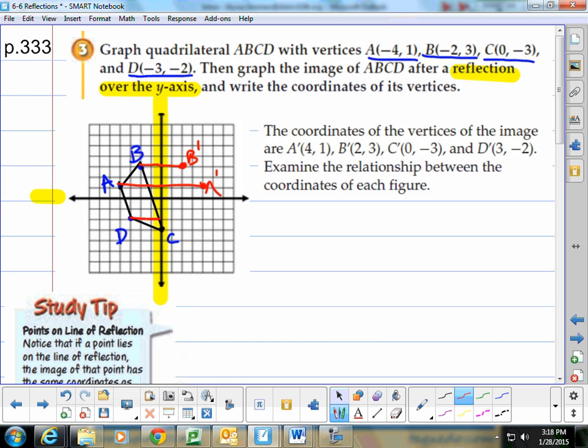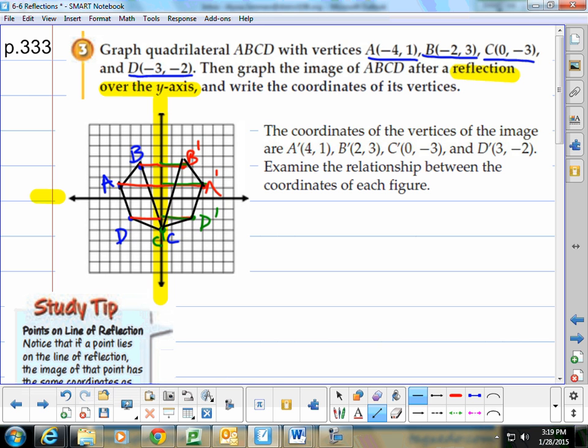D is 3 units away, so we go 3 units to the other side. Maybe I should be using different colors to show the same amount. That's D prime. And then notice C is right on the origin, so it stays. C and C prime are actually going to be the same point. So I'm going to connect those. It's getting kind of messy, but we're going to be okay. So we have B to C, B to A, and there.